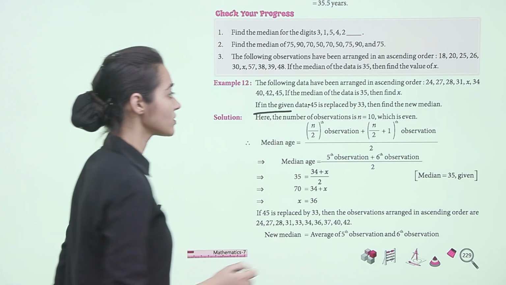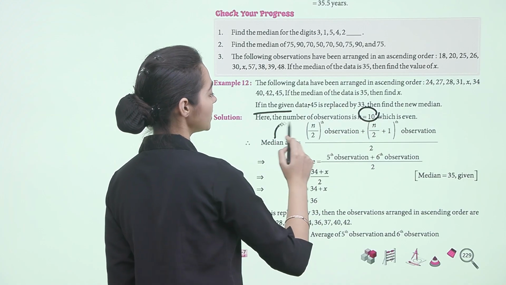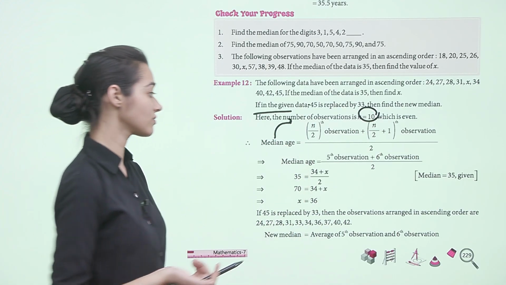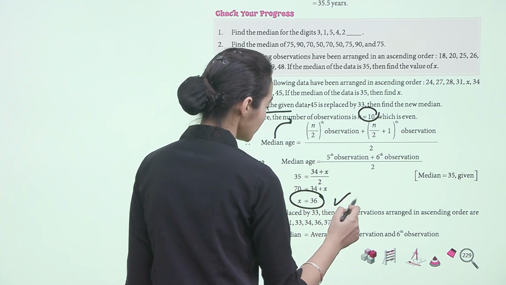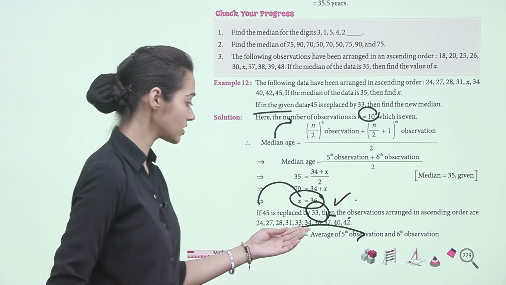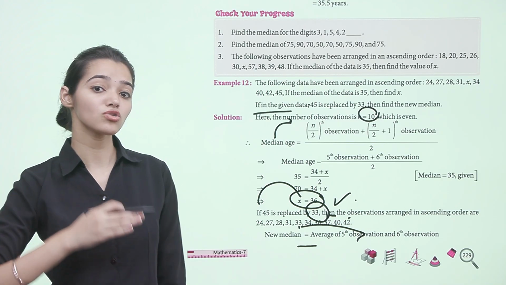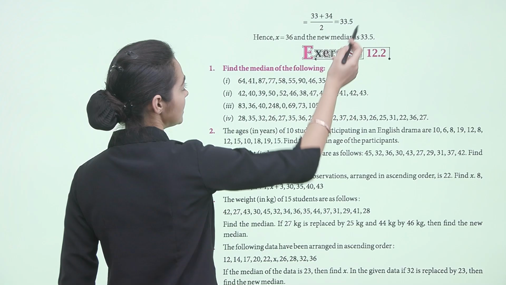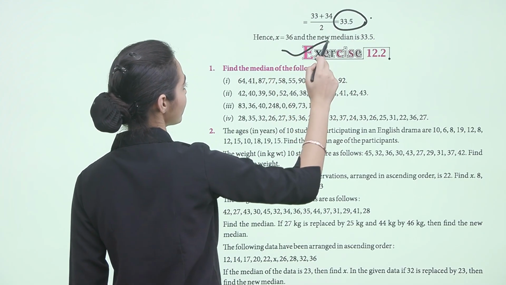Now the number of observations is how many? 10, which is even. So the median will be the (n by 2)th plus the (n by 2 plus 1)th observation, divided by 2. So that is equal to x is equal to what? 36. And if 45 is replaced by 33, then the observations are arranged in this order. The new median will be the average of the 5th and 6th observations, that is 33.5.